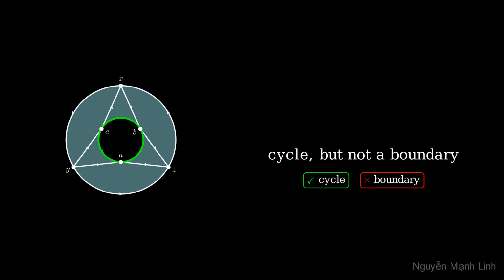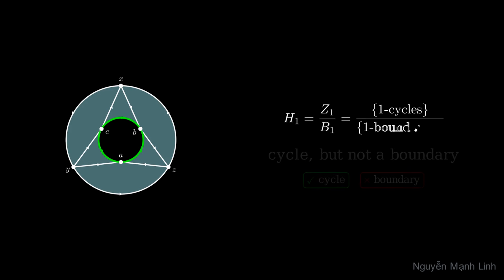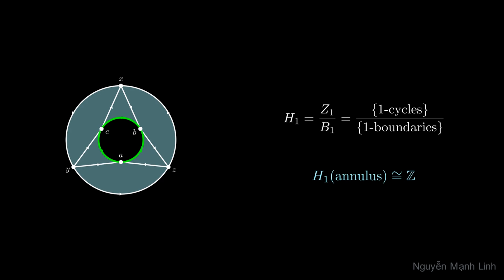It records cycles that do not arise as boundaries. Formally, the first homology group H1 is the group of 1-cycles divided by the subgroup of 1-boundaries. For the annulus, H1 is isomorphic to the integers, and the loop around the central hole provides a generator.